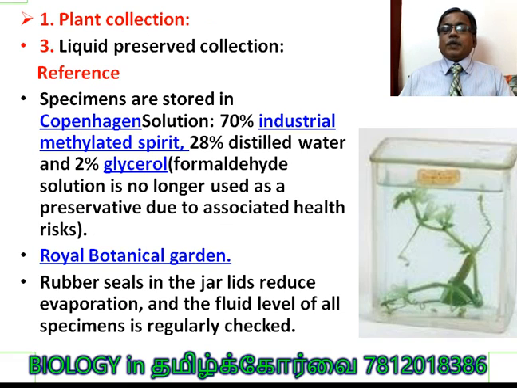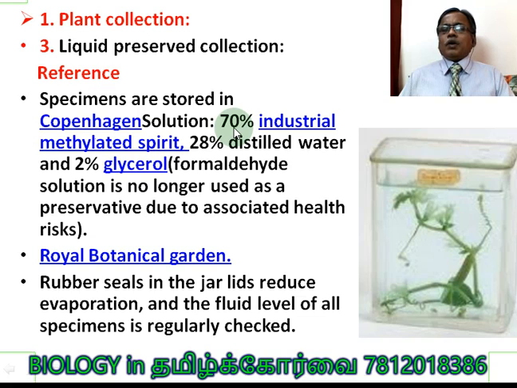The third one is liquid preserved collection. This is actually information collected from the reference. The plants are preserved in a liquid, a certain solution. In one of the references, the solution is given as Copenhagen solution. What is Copenhagen? It actually refers to the capital of Denmark. In that place there is a laboratory, and from there it was first produced, so it is called Copenhagen solution.